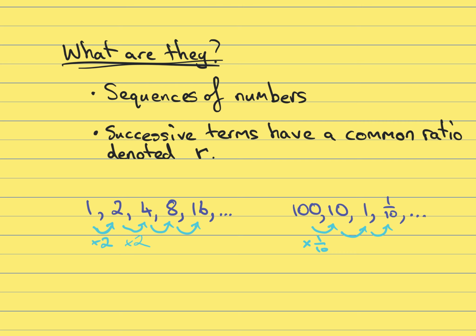And you can see the same thing again. 2 times 2 is 4. 4 times 2 is 8. And 8 times 2 will give us 16. So the next term along, if we multiplied by 2, would be 32, and so on.